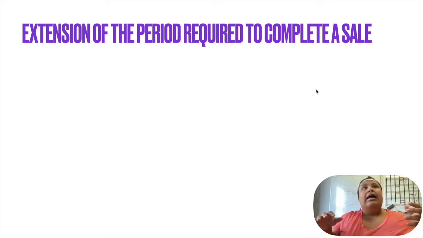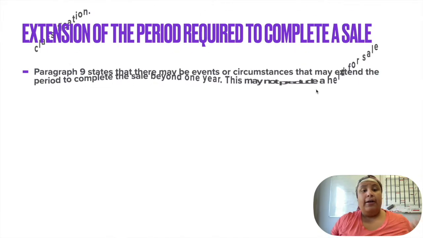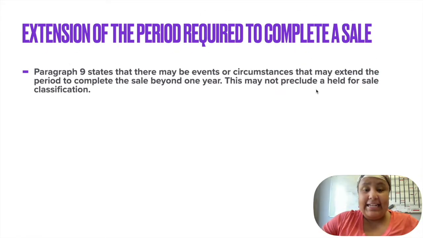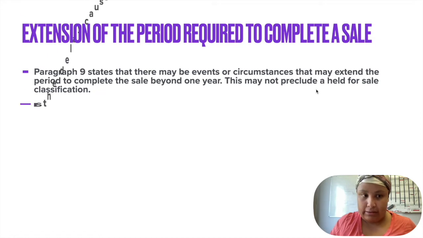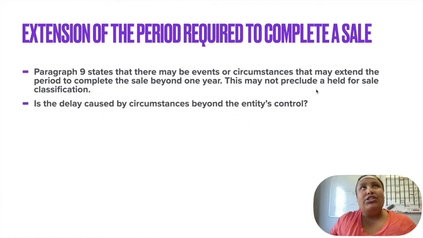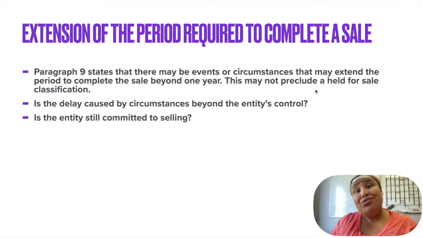Now, in this criteria, I mentioned that there is an exception to this 1 year rule to complete the sale. Okay, and in paragraph 9, it tells us that there are events or circumstances that may extend the period to complete the sale beyond 1 year. Now if this happens, it doesn't necessarily mean that we are not allowed to classify the non-current asset as held for sale. Okay, we really need to ask ourselves, is this delay being caused by circumstances that are beyond the entity's control? And is the entity still committed to selling the asset?